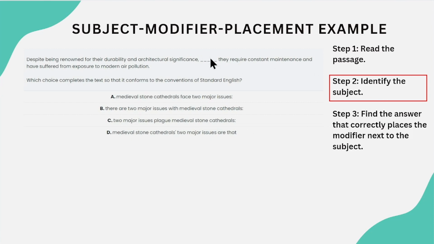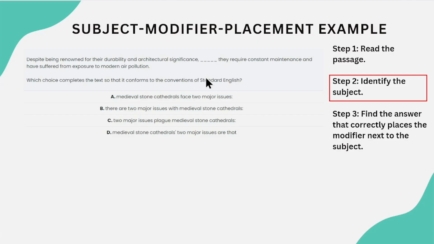Okay, so what are we looking for here? Once again, the subject is the thing that's being talked about here, which is the medieval stone cathedrals. They're the things that are renowned for their durability and architectural significance. So that's what has to be right next to the modifier, right after that comma. Just looking through A, medieval stone cathedrals face two major issues. This is the correct answer, as medieval stone cathedrals comes right after that comma from the modifier that described it. But let's go through how people often get these wrong.